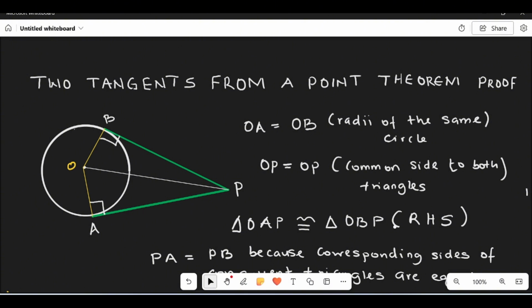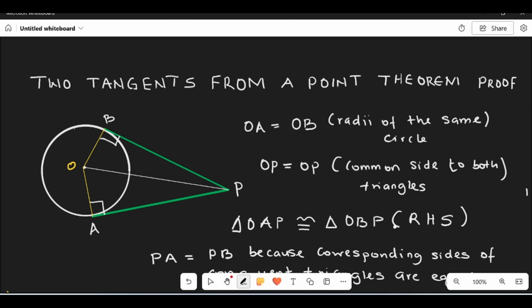Before we wrap up, let's quickly review. A tangent touches the circle at only one point. PA and PB are our tangents. The radius of our circle is always perpendicular to the tangent. Tangents from an external point are equal in length. We have proved that length PA is equal to length PB.